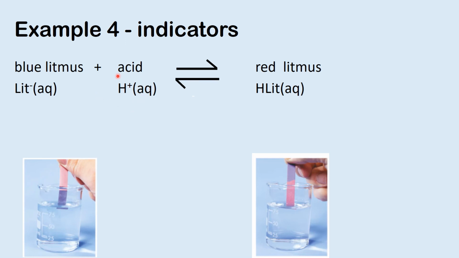So if you add any hydrogen ion to this blue litmus, you will notice my blue litmus has got a little negative charge there. That's because it's a negative ion. Then what will happen is they will combine and you will just get the hydrogen bonded to the litmus. And when it does that, it actually changes the colour of that compound and forms red litmus.